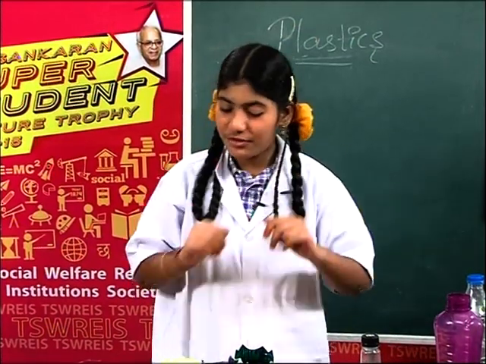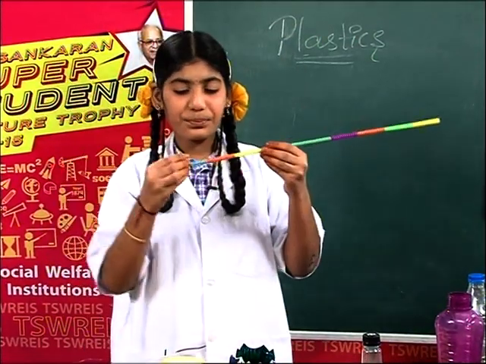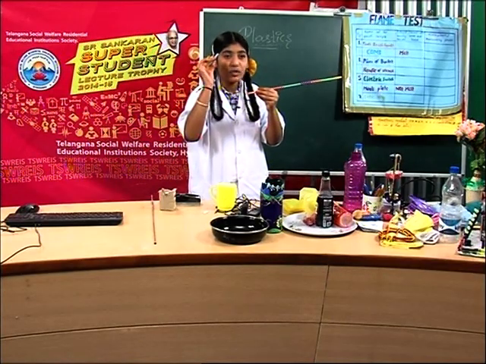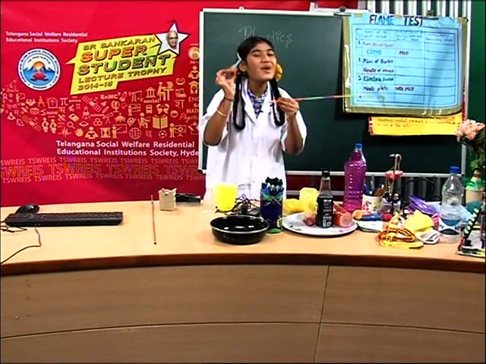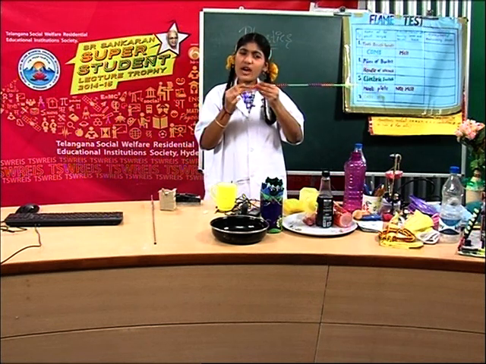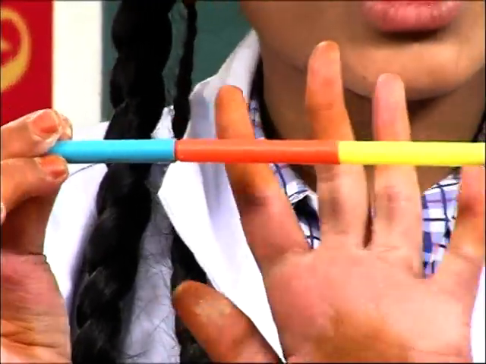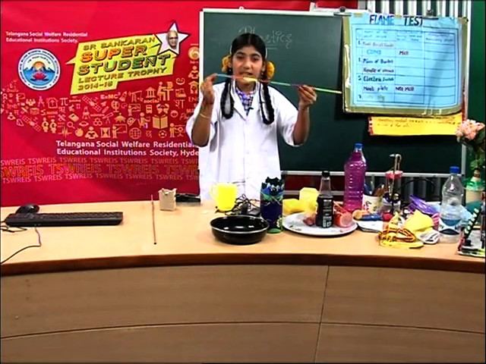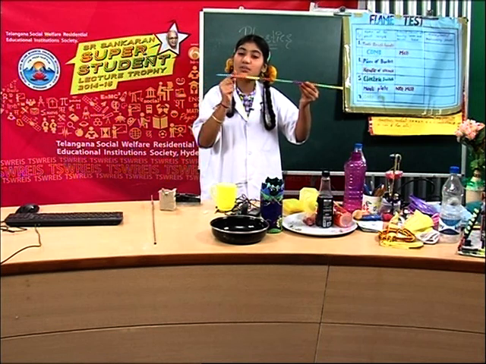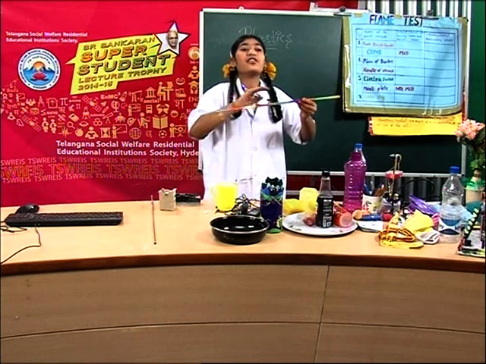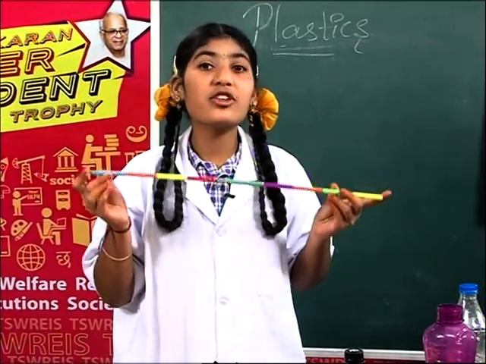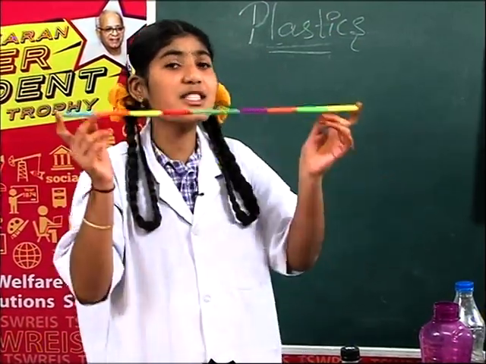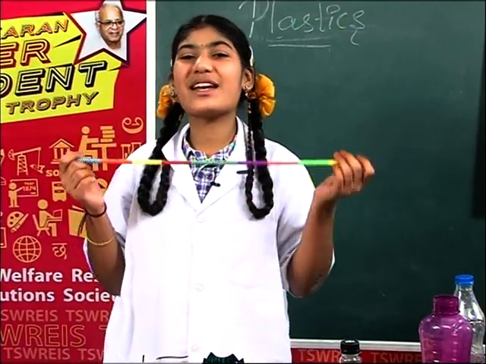To understand that, first look at this, Tswreis. See this? Think of this as a small unit, okay? What is this? This is a small unit. We are joining these types of small units together to form a large unit, isn't it? Friends, polymers are also made up in the same pattern. Did you understand?